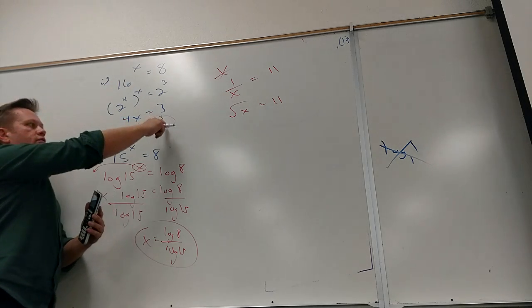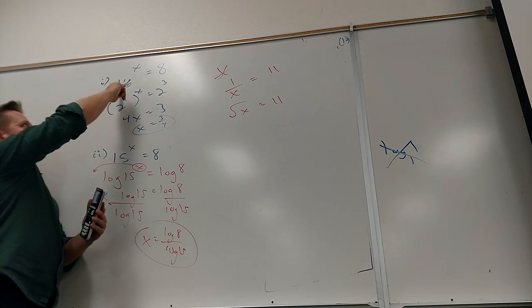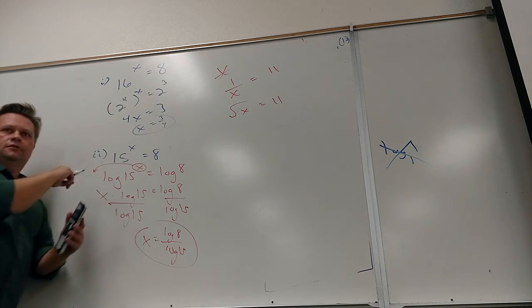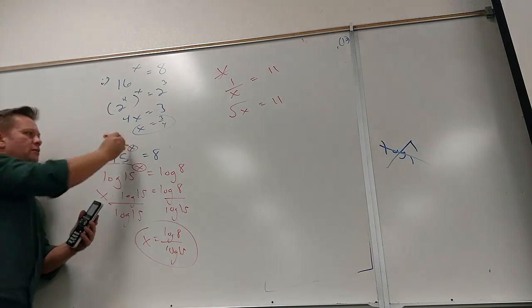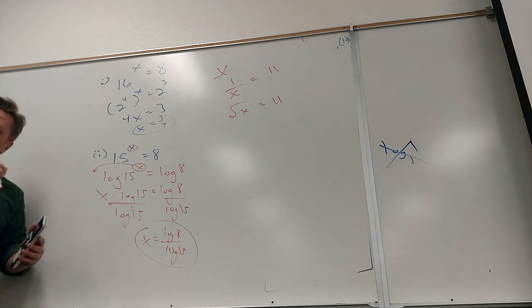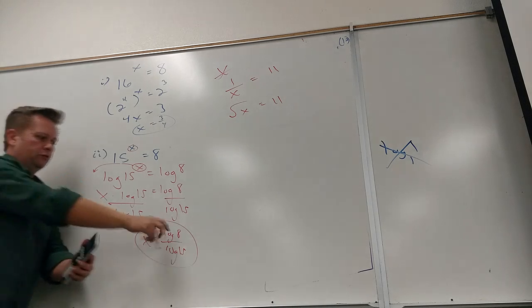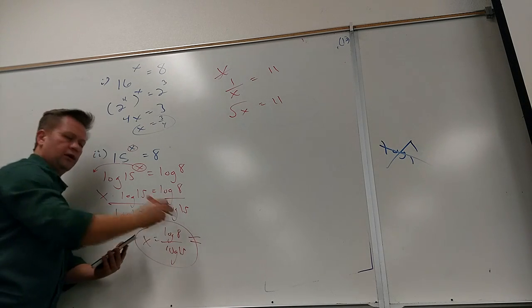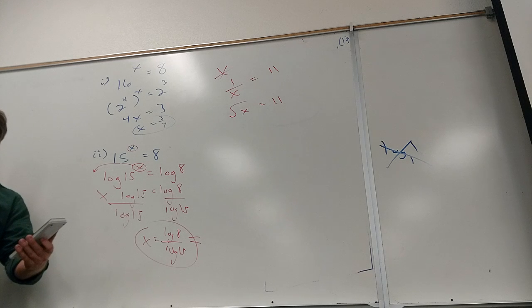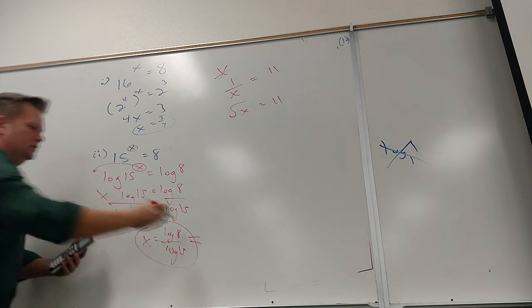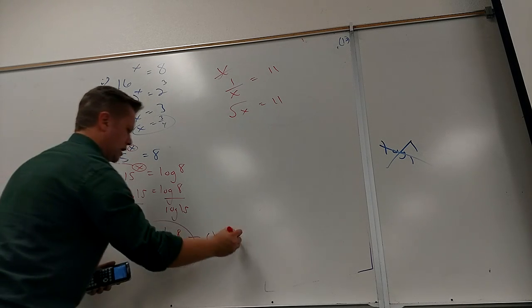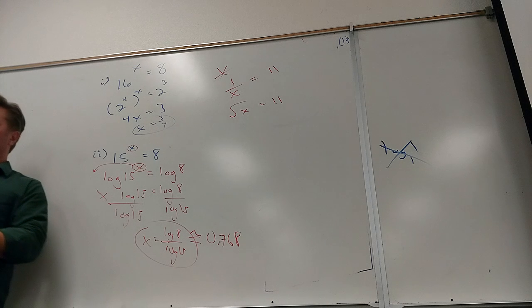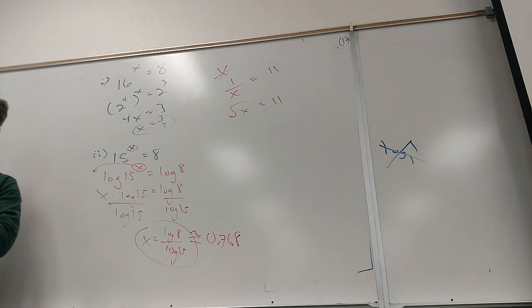So up here we got 3/4. If I raise 16 to the 3/4, I get 8. Do you see how 15 is a little bit less than 16? So the power's got to be a little bit bigger to make it become 8 again. And sure enough, when you put this in the calculator, what do you get? 0.768, rounded. A little bit more than 3/4, a little bit more than 0.75.